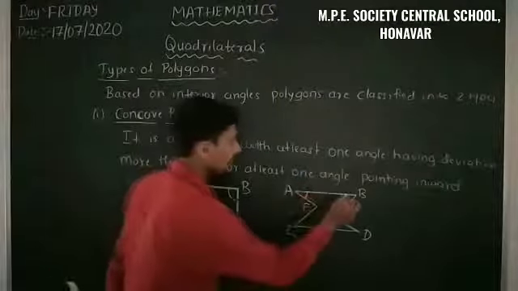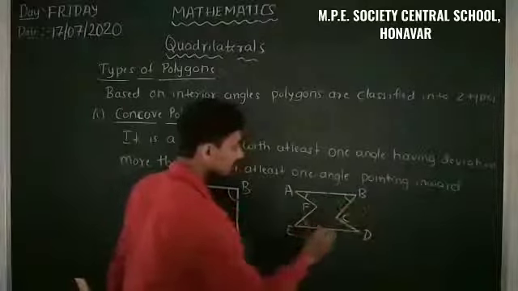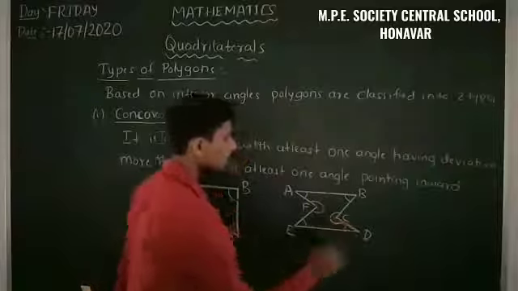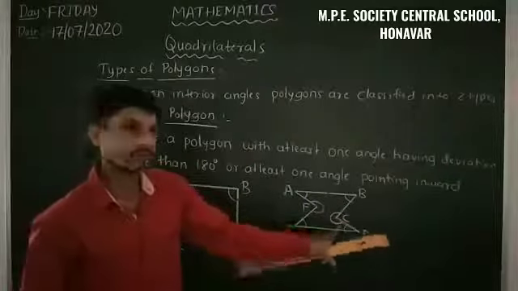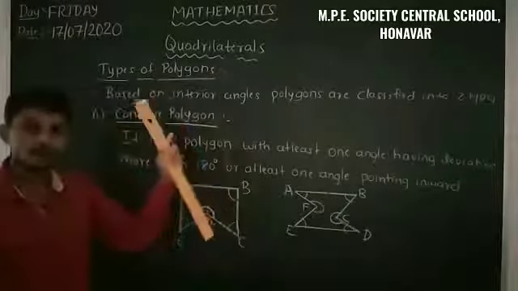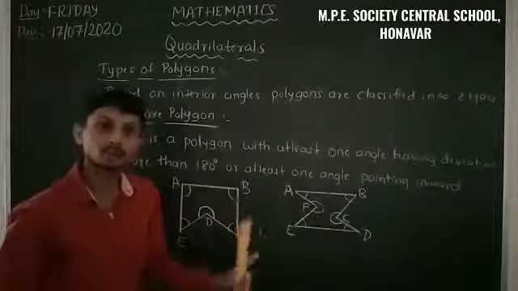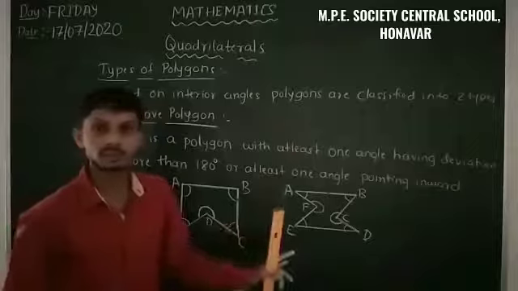Here it is less than 180 degrees. Here also less than 180 degrees. But these two angles are more than 180 degrees. That means it's an example of a concave polygon, because here at least one angle is pointing inward.